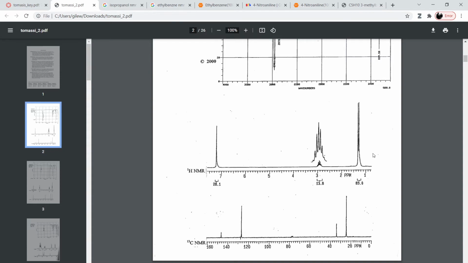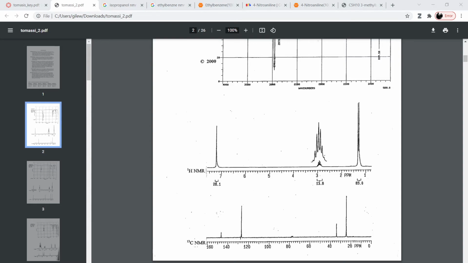How I would go about writing this: we have a singlet at about 7.2 ppm, and its integration is 28. If we look here, we probably have 7 as our lowest number, but we'll see. We'll see 28.1. We have at 2.9 ppm a septet, 1, 2, 3, 4, 5, 6, 7, with an integration of 13.8. And then at 1.3, we have a doublet, and that one's worth 83.